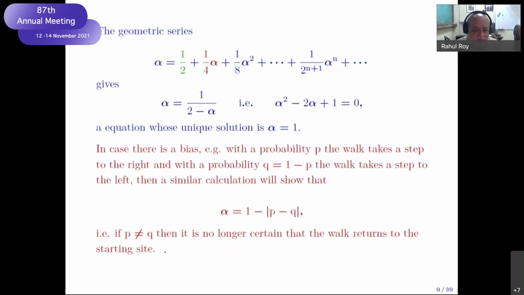This is called a simple symmetric random walk, because we are taking a step to the left or a step to the right with equal probability. In case there's bias, this entire argument can be rewritten, in which case we would get alpha is 1 minus the absolute value of p minus q.